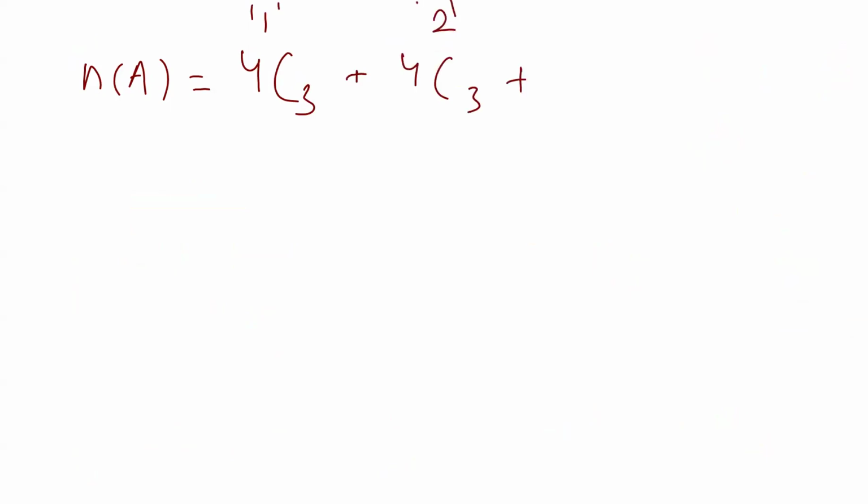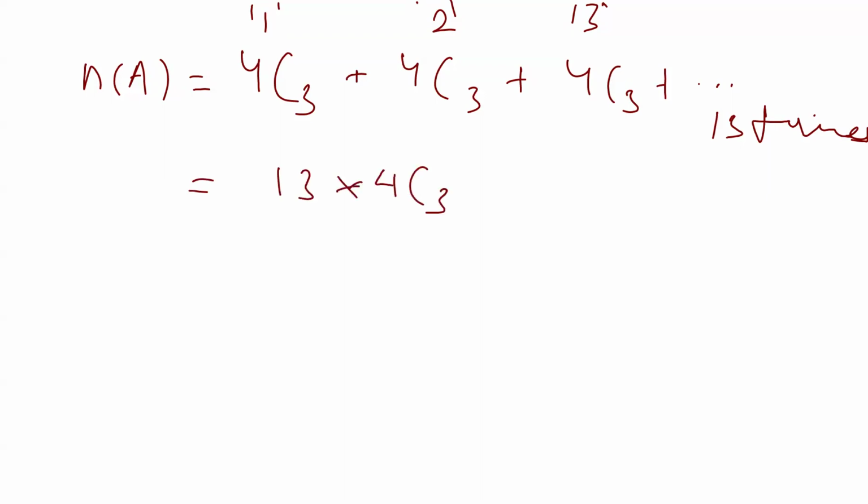That is case 2. Case 2 has which category? All 3 cards should have number 2. Case 3 is for 3. So that is also 4C3. This will be 13 times because there are 13 different categories from ace to king, queen, and jack: 1, 2, 3, 4, 5, 6, 7, 8, 9, 10, king, queen, and jack. So 13 times. So this will be 13 into 4C3. So P of A will be n of A upon n of S.